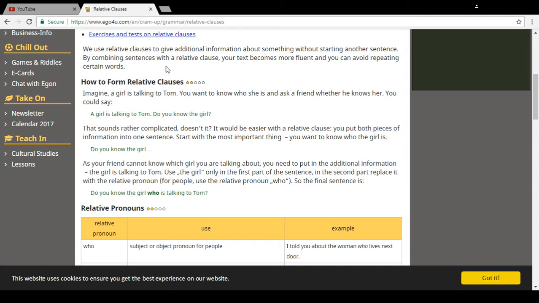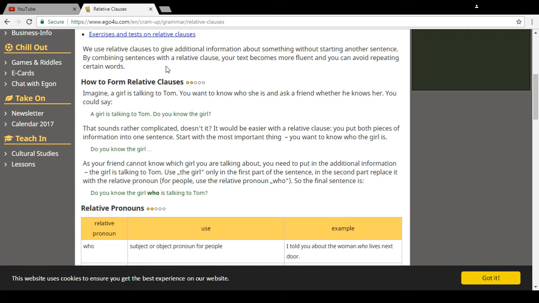Kaže, imagine a girl is talking to Tom, you want to know who she is and ask a friend whether he knows her. Znači, zamisli jedna djevojčica priča sa Tomom, ti želiš da saznaš ko je ona i da pitaš da li on nju zna, nešto tako. Ti mogao reći, girl is talking to Tom, do you know the girl? Znači, to je jedna varijanta. That sounds rather complicated, doesn't it? Zvuči komplikovano, zar ne?